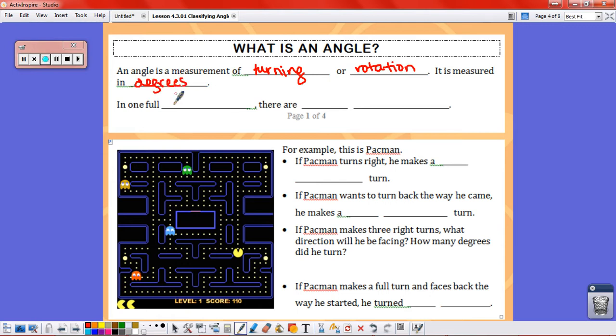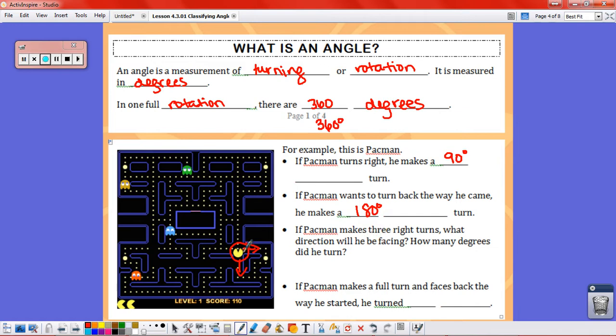In one full rotation, there are 360 degrees, and some kids started drawing the second blank and writing the little degree symbol, which I will probably start doing so I can keep up with my mouth. For example, this is Pac-Man. Pac-Man turns right, he makes a 90-degree turn. If he wants to go back the way he came, that's a 180-degree turn, turning backward.